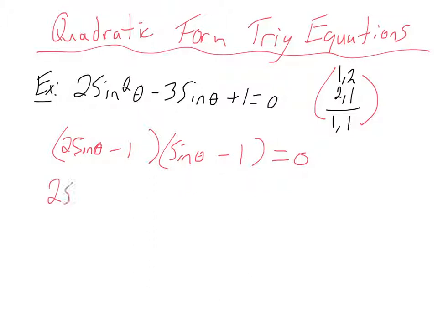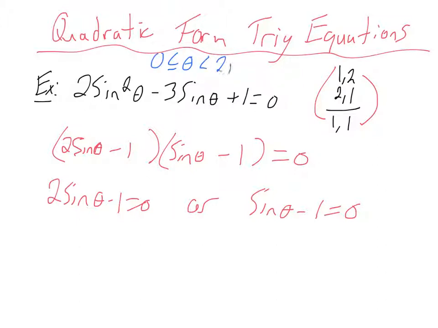Yeah, set each of the terms equal to 0, so 2 sine theta minus 1, set that equal to 0, or sine theta minus 1 equals 0. Oh, and I should have also specified that there is a domain. Theta should be between 0 and 2 pi. All right, and so we'll go ahead and finish solving that. We'll end up getting sine theta is equal to 1/2, or sine theta equals 1.